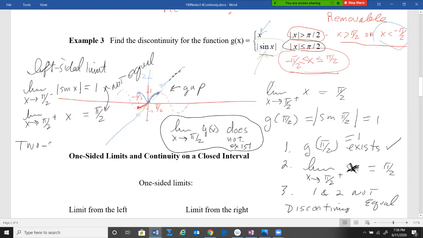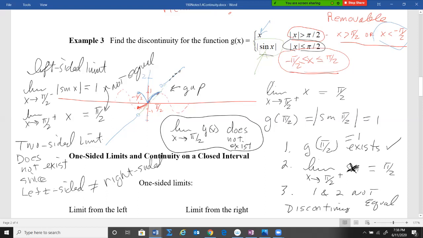So the two-sided limit does not exist, since we have a problem with the left-sided not equal to the right-sided. So there's a lot of reasons why this could fail to exist, but this is one of them.